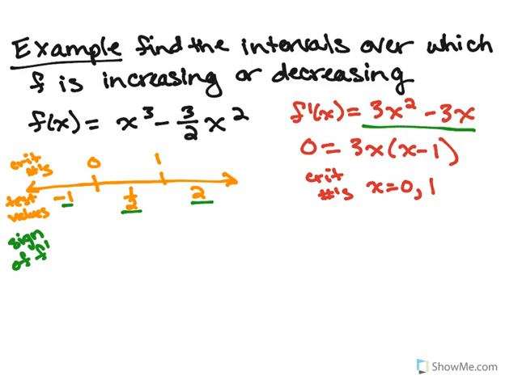That's a positive number. I don't need to know what it is. I only need to know if it's positive or negative. So I've got a positive number. That means my function's increasing there. Right? So if I drew a tangent line, it would have a positive slope.